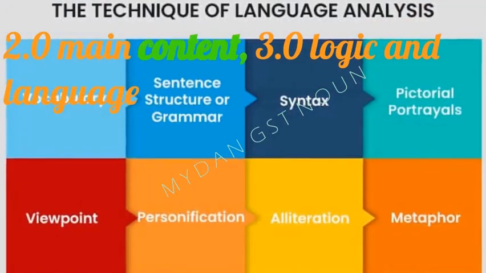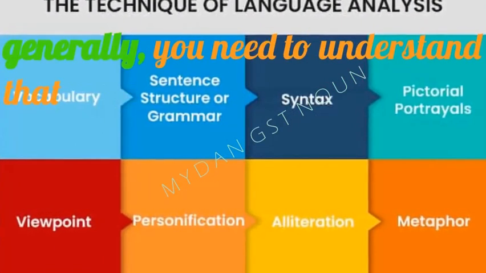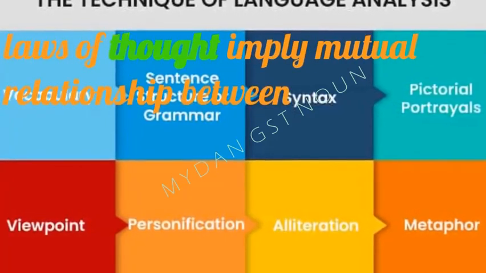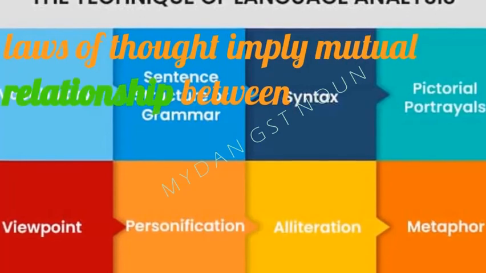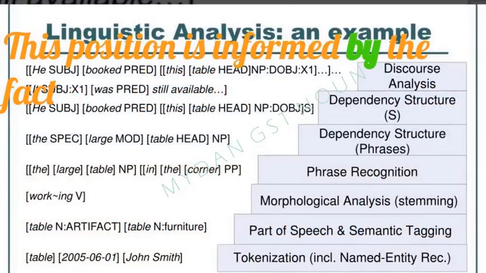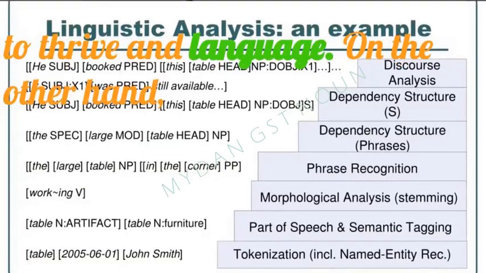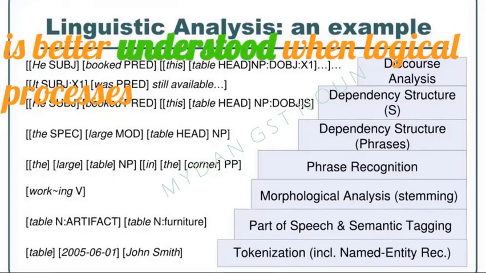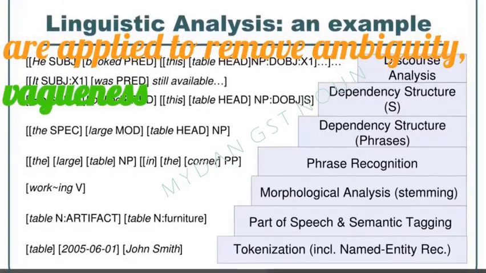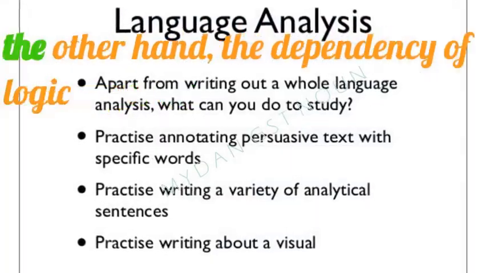3.0. Main content. 3.1. Logic and language. Generally, you need to understand that the definition of logic as the science of laws of thought implies a mutual relationship between logic and language. This position is informed by the fact that processes of thought rely on logic to thrive, and language, on the other hand, is better understood when logical processes are applied to remove ambiguity, vagueness, and enhance clarity of thought on one hand, and the use of language on the other hand.